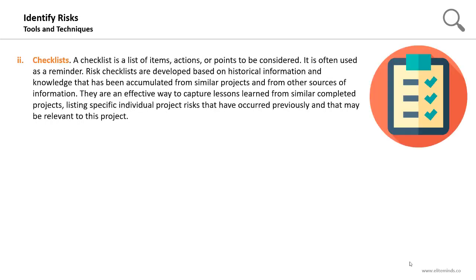The second data gathering technique is using a checklist, and usually checklists are being used as a reminder. It's a list of items, actions, or points to be considered. It's often used as a reminder. Risk checklists are developed based on historical information and knowledge that has been accumulated from similar projects and from other sources of information. So usually, by checking your organizational process assets, you can find some useful risk checklists.